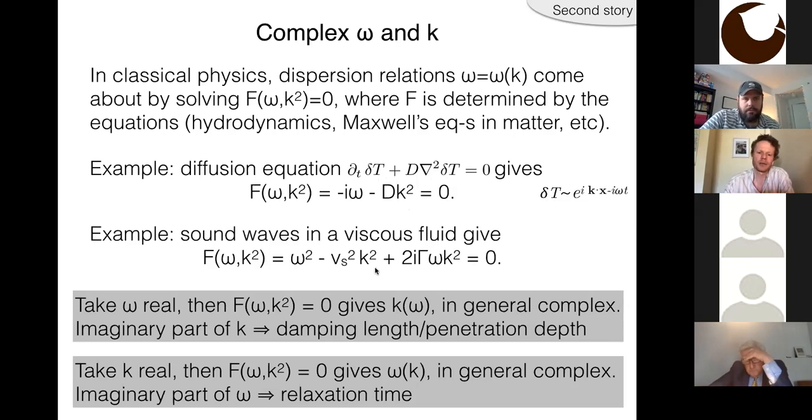So if you look at sound waves, the equation looks slightly more complicated, where this Vs is the speed of sound, and this capital Gamma is proportional to the viscosity. Okay, but morally speaking, there's some function capital F that will determine for you the relationship between the frequency and the wave vector. And in physics, we usually do one of two things. One thing we do is we take our frequency to be a real number. And then you solve this equation and you find the wave vector as a function of frequency, which is in general complex. And the imaginary part of your wave vector is now interpreted as the damping length or the penetration depth for the wave. Another thing that we do in physics, we take our wave vector to be real. Then you solve this equation and you find frequency as a function of k, which is in general complex. And then the imaginary part of this frequency is interpreted as the relaxation time.